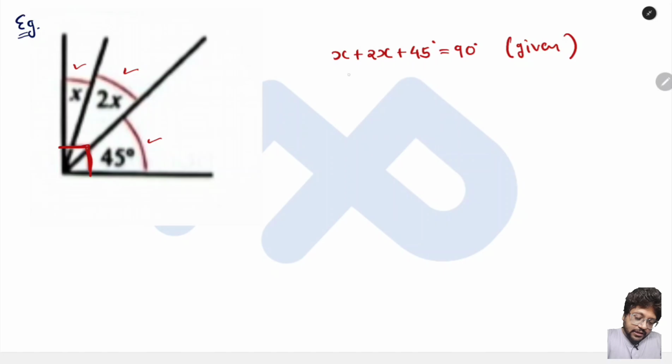So you see x plus 2x, we want to find the value of x. So x plus 2x is 3x, like terms. And just throw this 45 on the opposite side of the equal to sign. So it will be 90 minus 45.